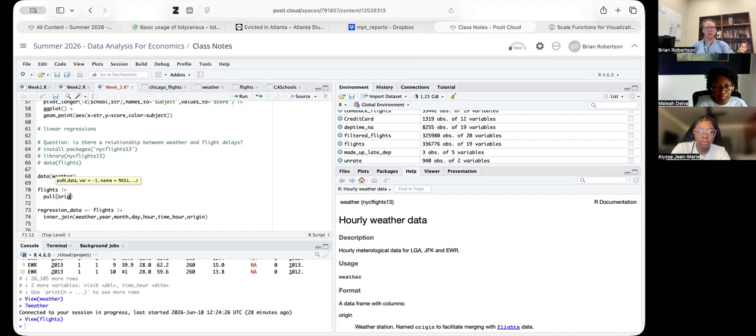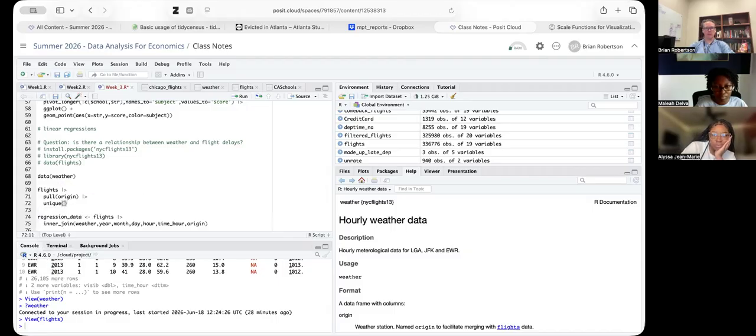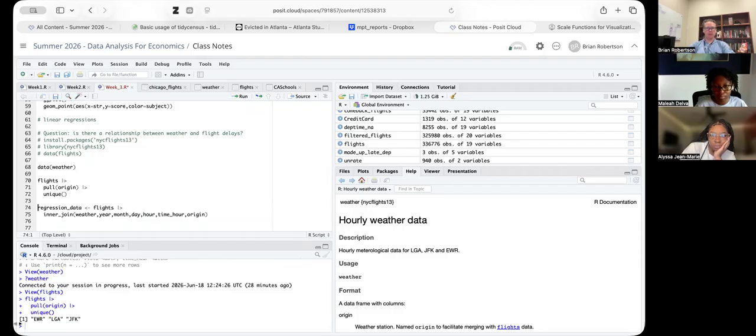Whole origin. And then I'm going to use the function called unique. That's just going to give me all the unique values in that. Okay, so I've got my 3 origin airports, right? EWR is Newark, LaGuardia, and JFK.